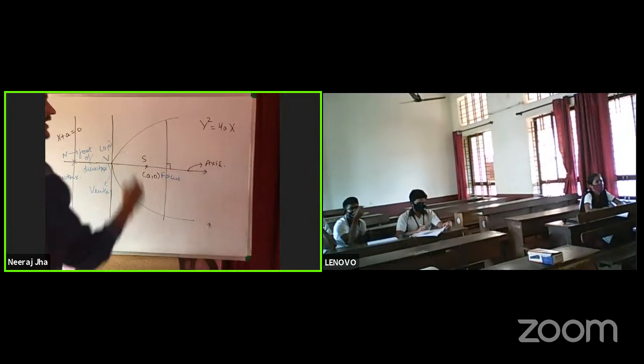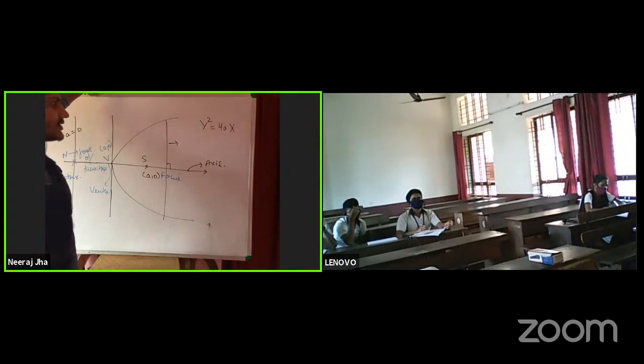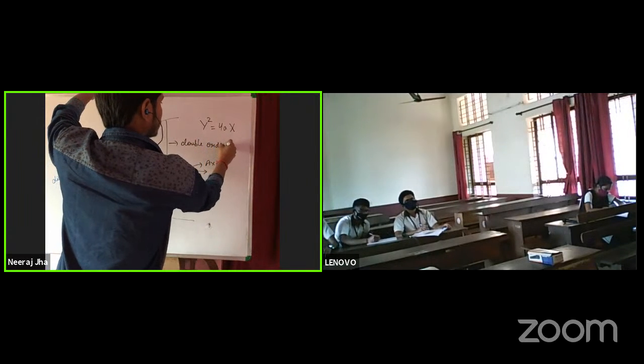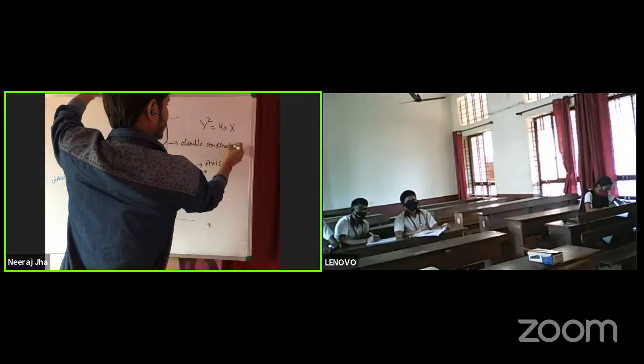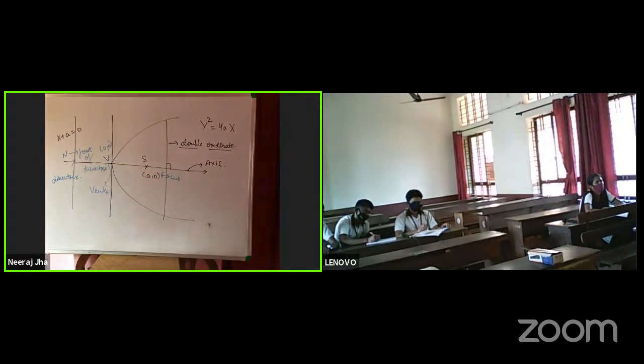All these things I will make you write. No problem, don't worry. You can just understand these things. This is the focus, we represent it using S. A chord which is perpendicular to the axis is known as a double ordinate. This is a double ordinate. All right, double ordinate and focus we have understood.